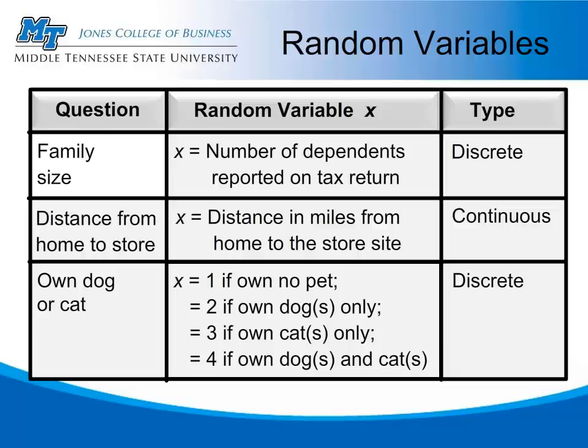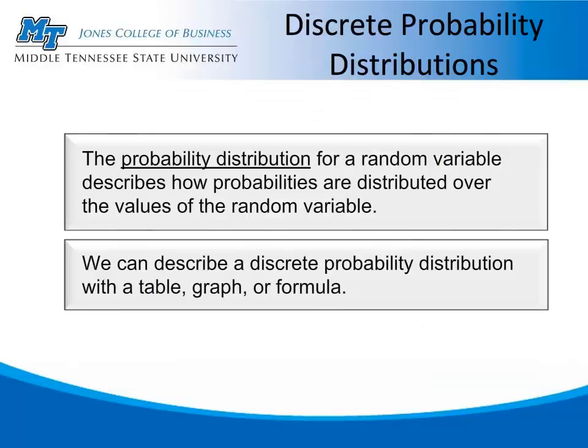Now you could assign a number to the different states as to whether or not you own a dog or a cat. These are somewhat arbitrary assignments. You say, well, it's 1 if you own no pet. You could also say, well, it's 0. This one says 2 if you own dogs, 3 if you own cats, 4 if you own both. But you only have discrete values, a certain finite number that's possible. So this is a finite, discrete random variable.